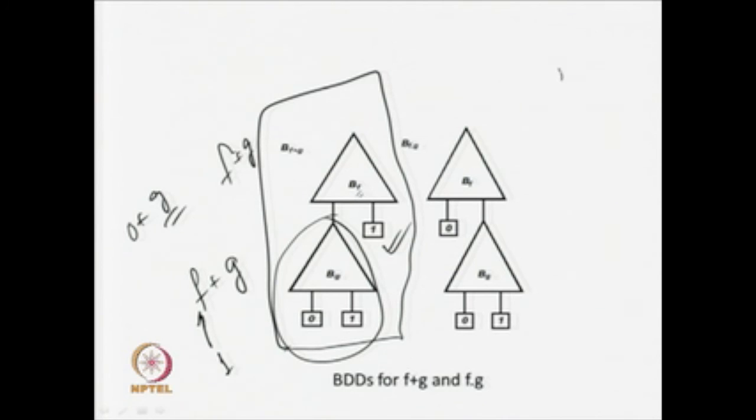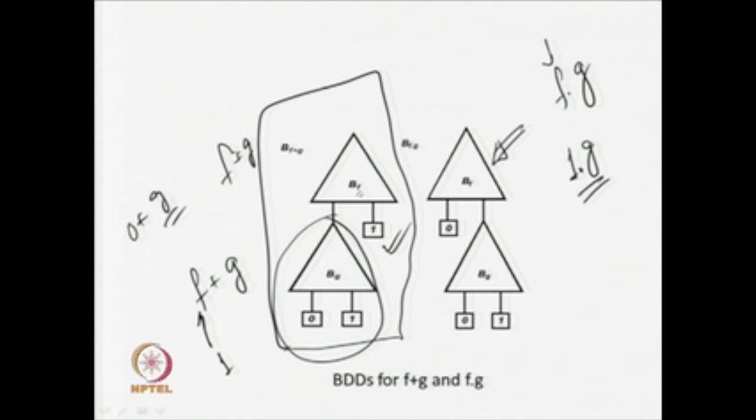Now, f dot g is the other way around. If f is equal to 0, then the value of f dot g will be equal to 0. If f is equal to 1, then the functional value will depend on your value of g, because for f dot g with f equal to 1, it is 1 dot g. So, basically if g is equal to 0, then my value is 0, if g is equal to 1, my value is 1.